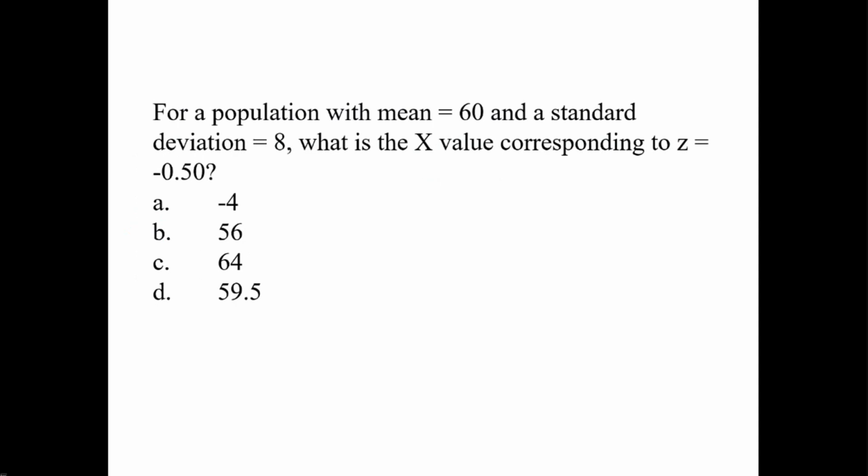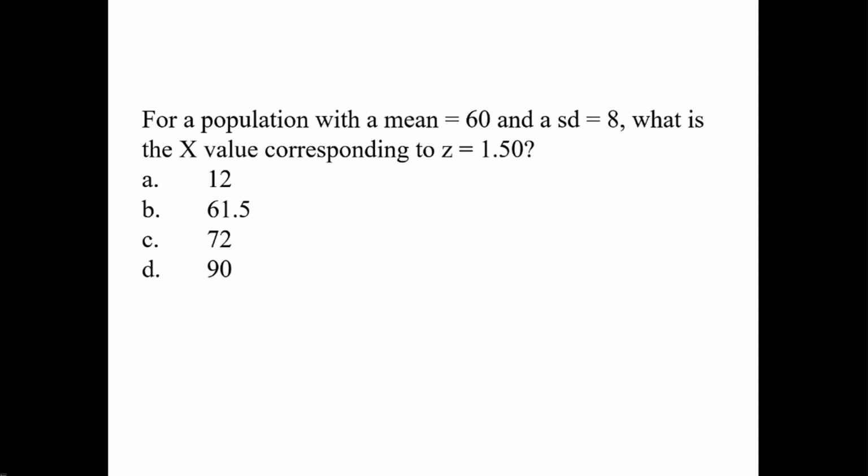This one, population with a mean of 60, standard deviation of 8. What is the value corresponding to a Z-score of -0.5? So now we've got the Z-score, and we want to figure out what the person's actual score is. We know that the mean is 60. This person is below the mean, half of a standard deviation. So half of 8 is 4. So they're 4 below 60, or 56.